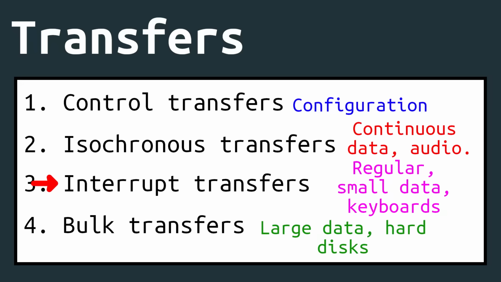The final transfer type is the bulk transfer. This is for large amounts of data that don't have to be transmitted quickly. Things like hard drives and mass storage devices will use bulk transfers. Since the host controls all data transfers on the bus, you may be wondering how it differentiates between each transfer method.